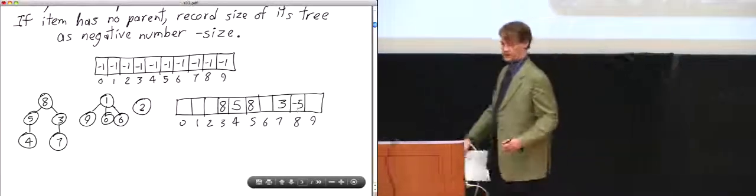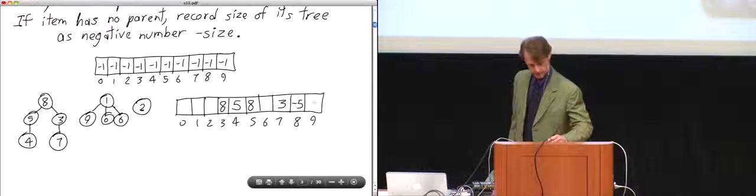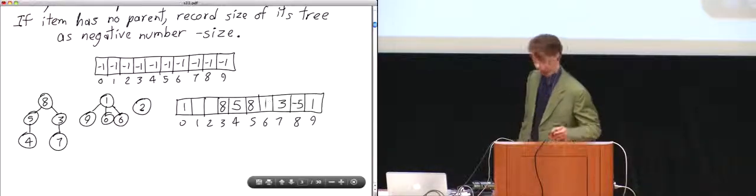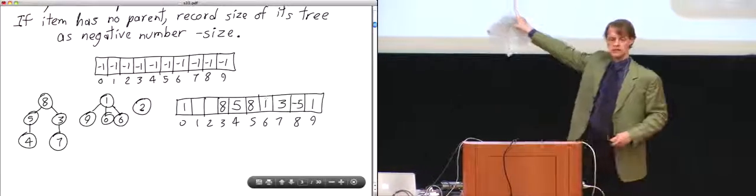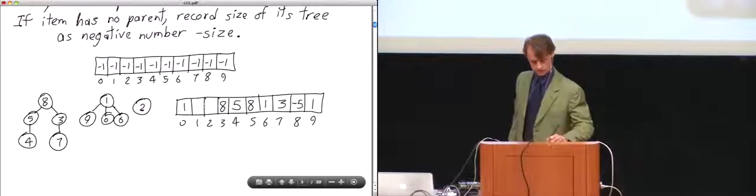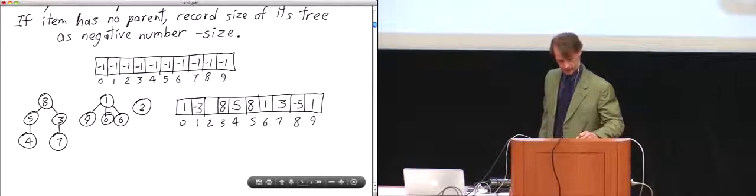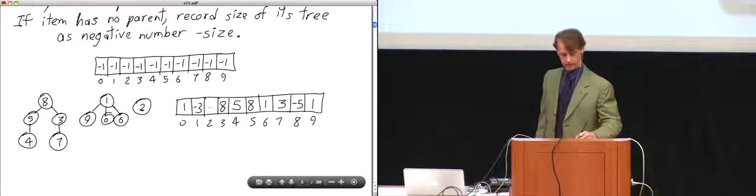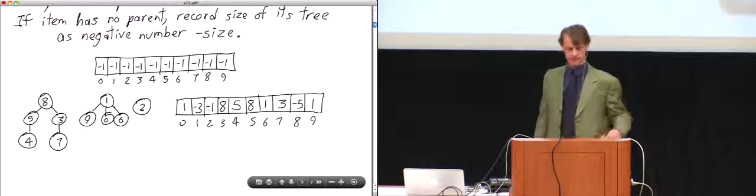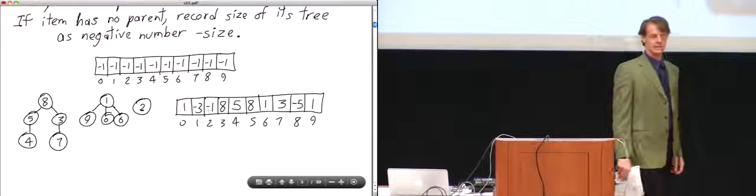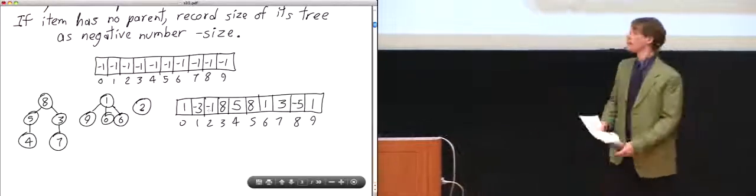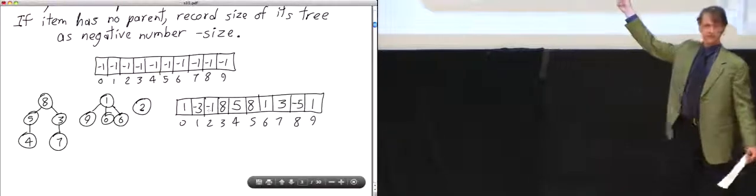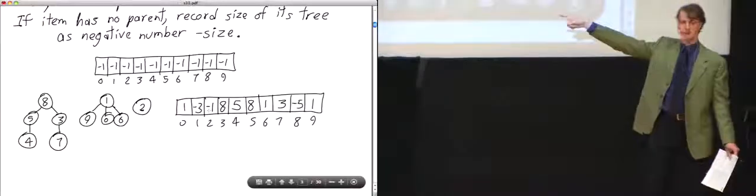Nodes 9, 0, and 6, their parents are all 1. And 1 is the root of a tree of size 3, so we store a negative 3 in its box. And node 2 is still a tree of size 1 all by its lonesome, so there's a minus 1 still in its box. That's what our array-based disjoint set data structure will look like for that particular forest.